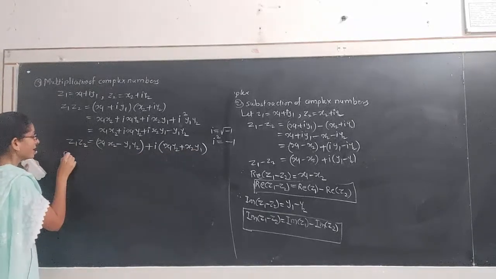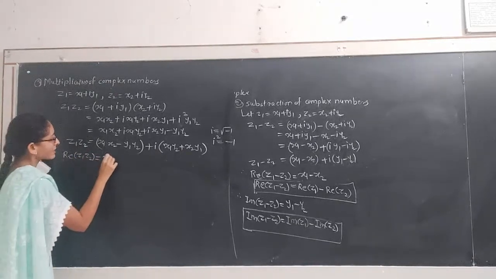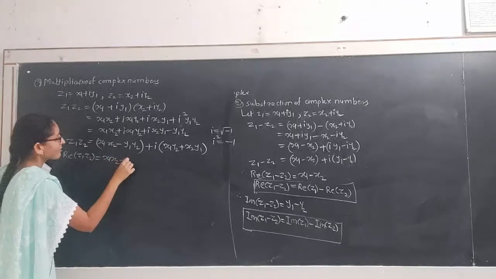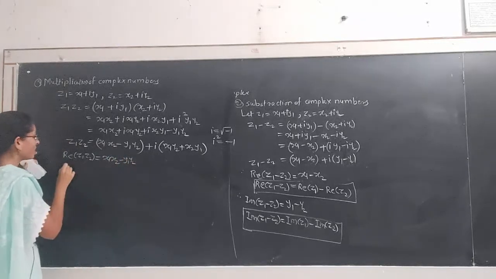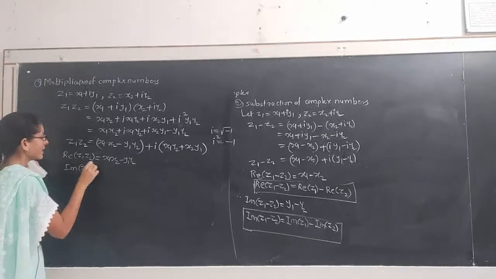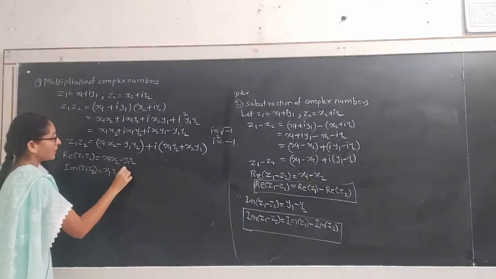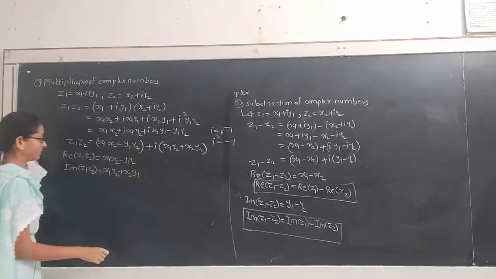Hence, the real part of z1 z2 is equal to x1 x2 minus y1 y2, and the imaginary part of z1 into z2 is equal to x1 y2 plus x2 y1.